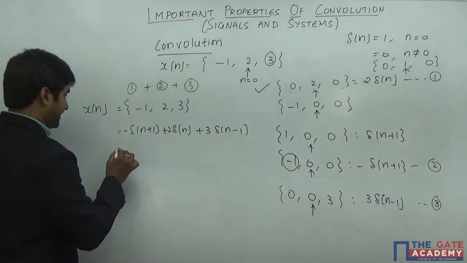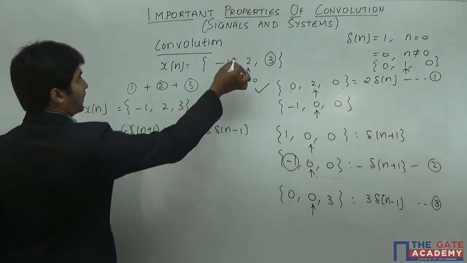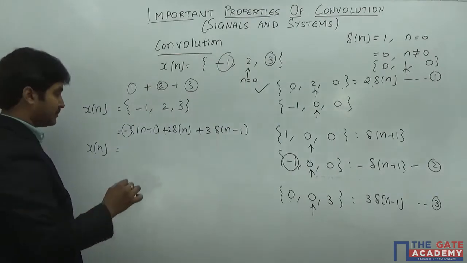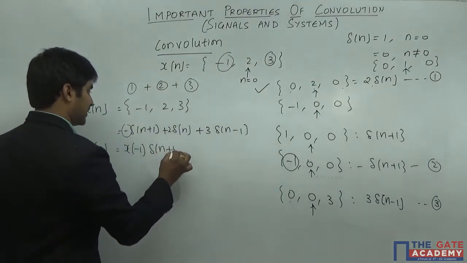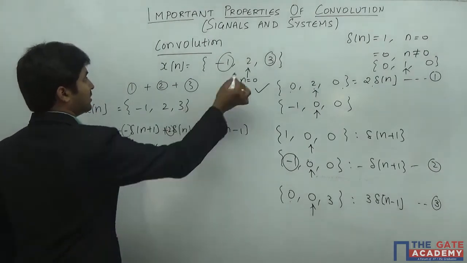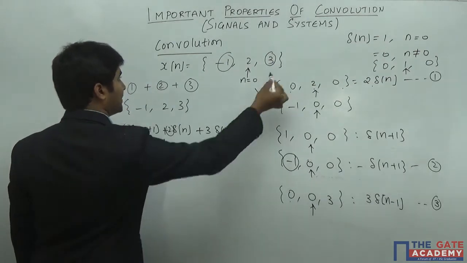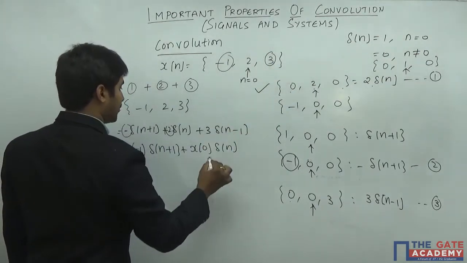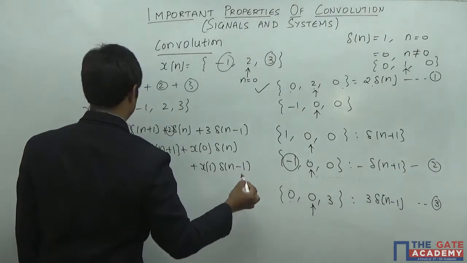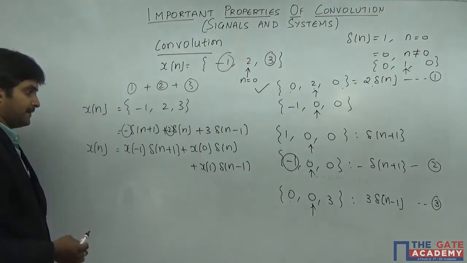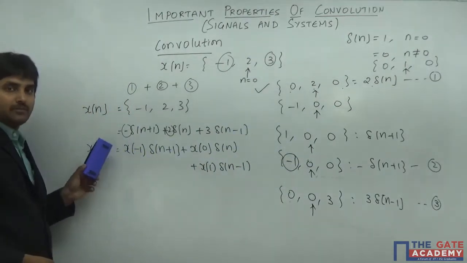Now in terms of the generalized form, what is minus 1 here? Minus 1 is nothing but x of minus 1. So I can write it as x of minus 1 into del of n plus 1. What is 2 here? x of 0 into del of n. And what is 3 here? It is nothing but x of 1. So plus x of 1 into del of n minus 1. If I have more samples, I can add here. This side also, if I have more samples, I can add here.